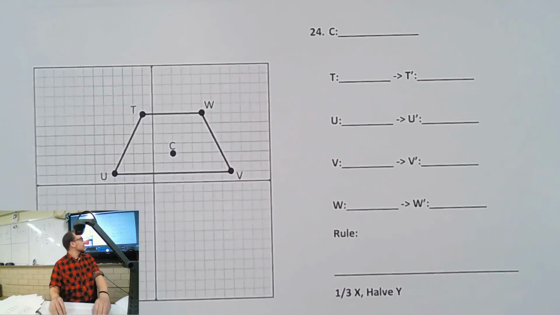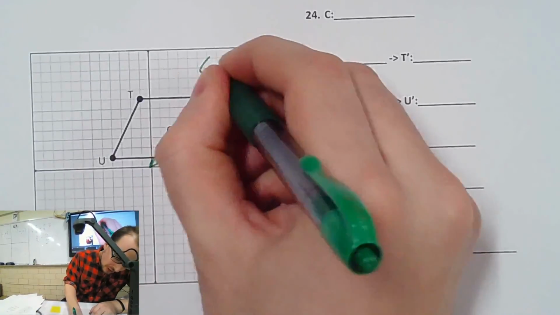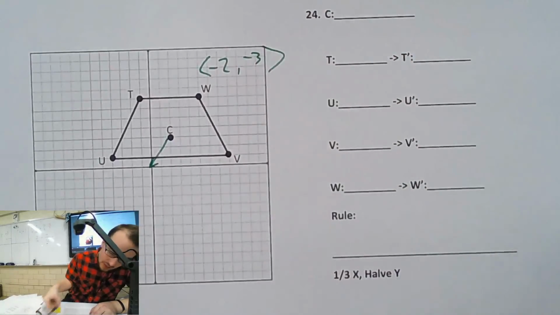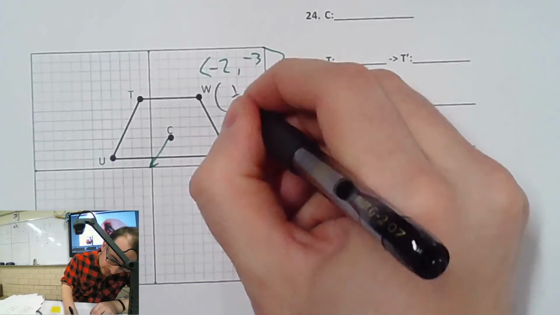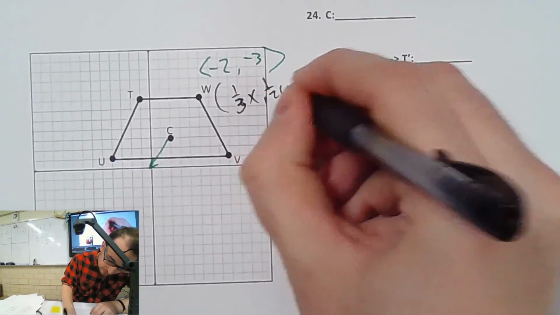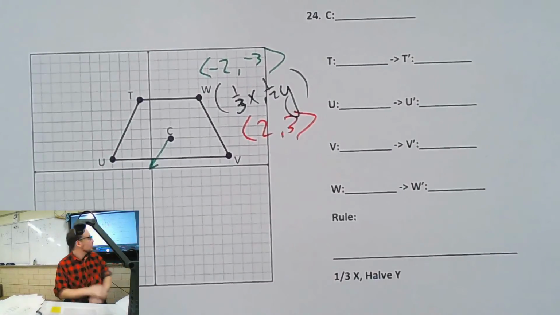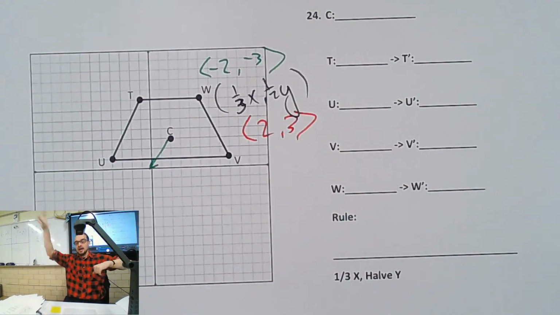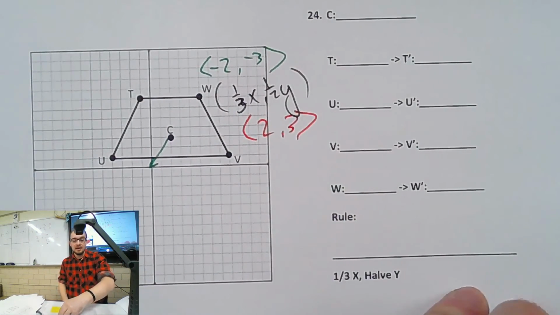24. Third the x, half the y. Push C to the origin: 2 to the left, 3 down. Then we're going to third the x and half the y. Then we're going to slide it back, 2, 3. Could you write that rule? I bet you could. (x minus 2, y minus 3) in parentheses. Third it, half it, add 2, add 3. How you feel? Moving on.